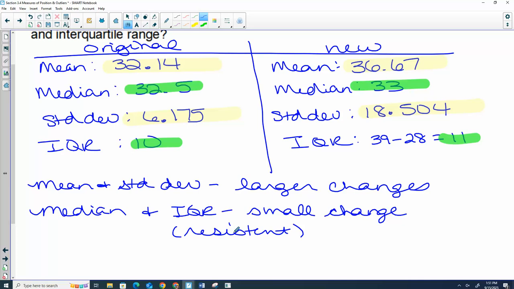So that means, in general, mean and standard deviation are great ways to describe our data, but those things are easily influenced by a really large or really small value. If you have those extreme values, then your median and interquartile range are going to be more reliable. And that's what I just put on the next slide.